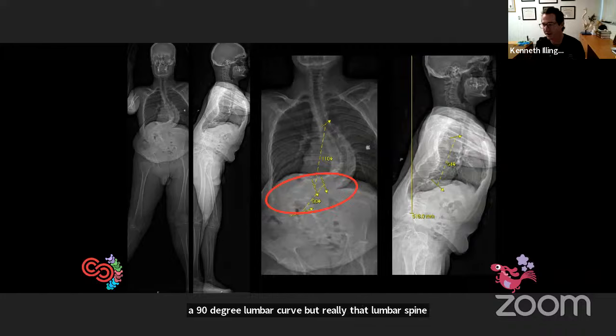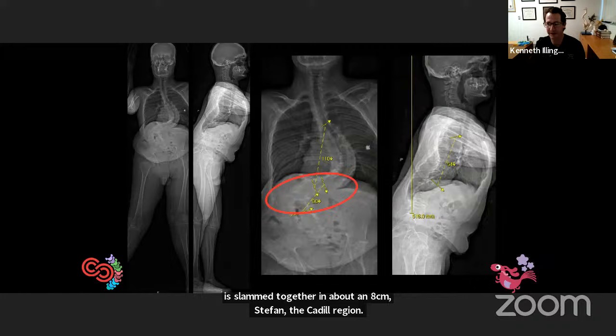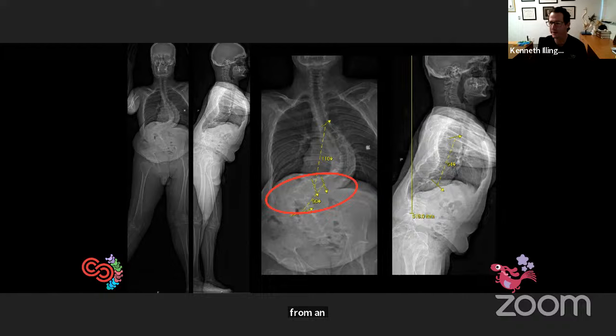And in my hands, that's a real nightmare from an operative dissection perspective, trying to adequately get instrumentation in there without trying to stretch him out. But really, his sagittal profile is so impressive.